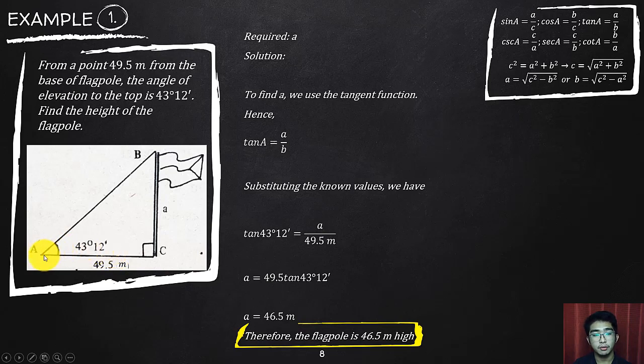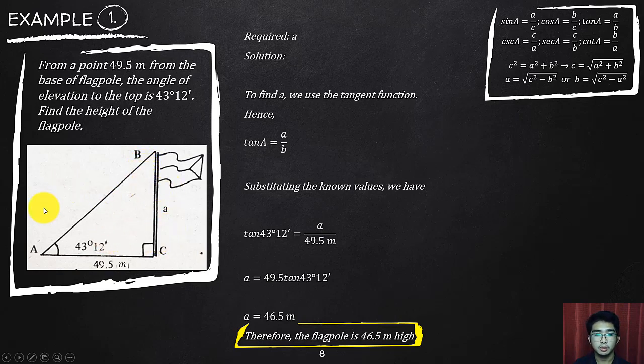Well, imagine if you go closer towards the flagpole, less than 49.5. What do you think will happen to the angle of elevation? Will it increase or will it decrease? The angle of elevation will actually decrease, right? Because you're now closer to the flagpole. So it's just asking from this particular point. Maybe the observer measured the distance from the flagpole, and then measured also the angle of elevation so that he would know what the height will be.